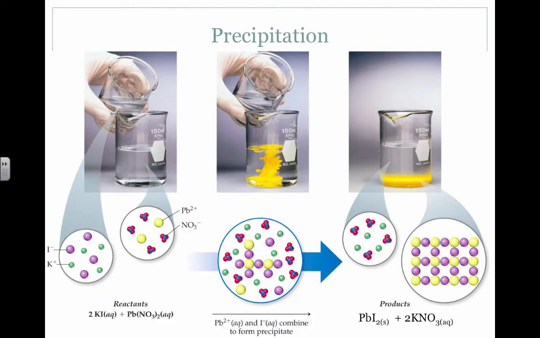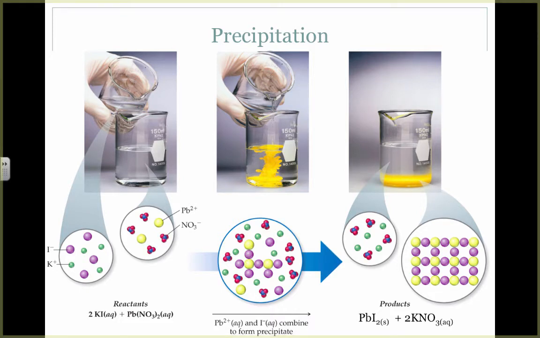Here's another example of a precipitation reaction. In this case, we're combining aqueous solutions of potassium iodide and lead-2 nitrate. Once combined, a yellow solid forms. This yellow solid is our precipitate, and it's composed of lead iodide, PbI2. The lead and the iodide ions bond together to form a yellow solid. Our K+ ions and our NO3- ions, however, remain dissociated and dissolved in solution.